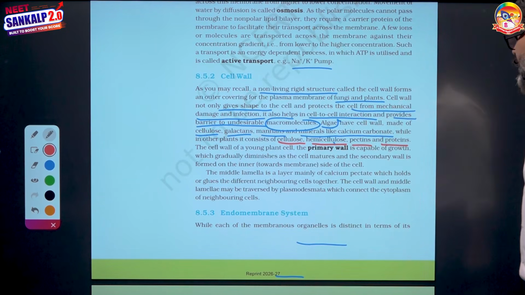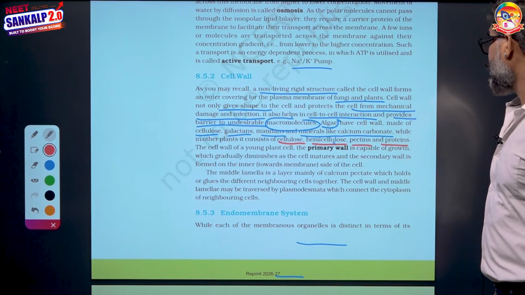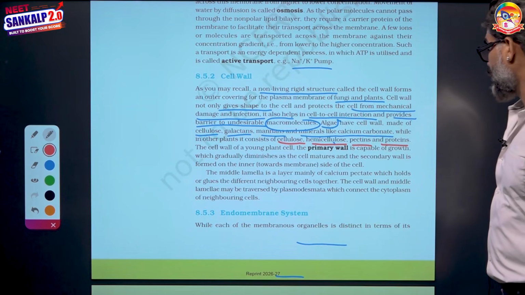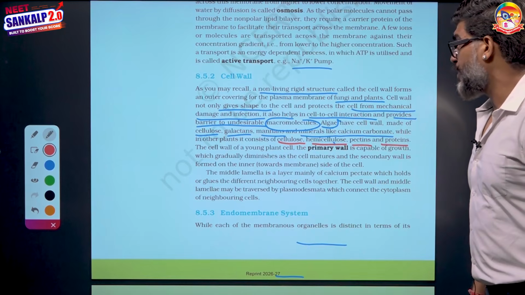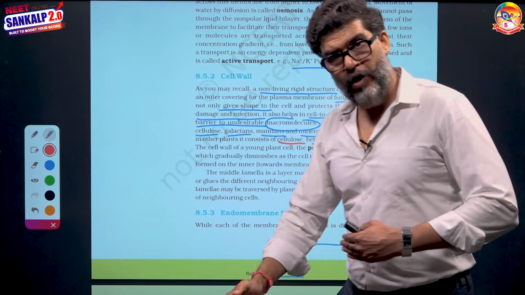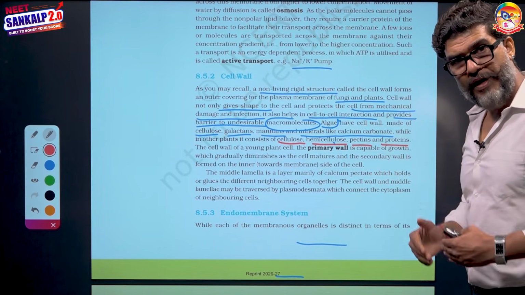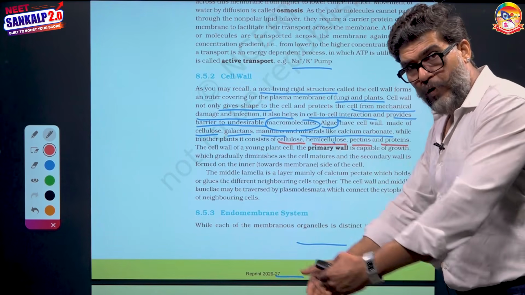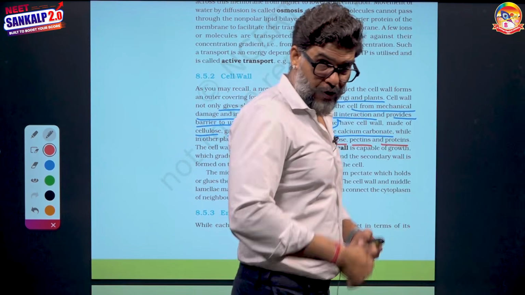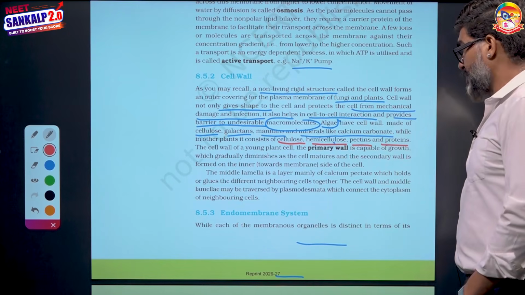In the cell wall of a young plant cell, the primary wall is capable of growth, which gradually diminishes as the cell matures. The secondary cell wall is formed on the inner side. You remember, middle lamella followed by primary wall followed by secondary wall, from outer to inner, this is the sequence. Middle lamella, primary wall, secondary wall, then plasma membrane. From inner to outside: plasma membrane, secondary cell wall, primary cell wall and middle lamella. This is the sequence, so this order also you have to keep in your memory.